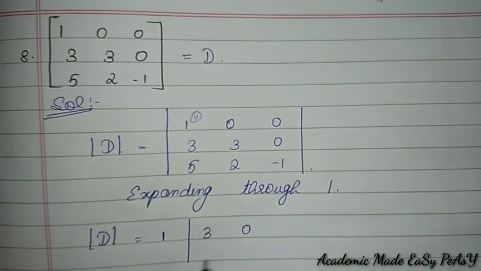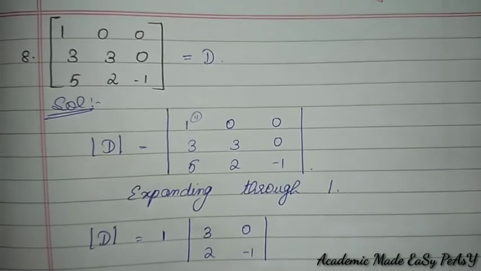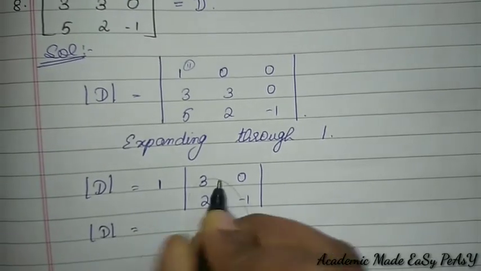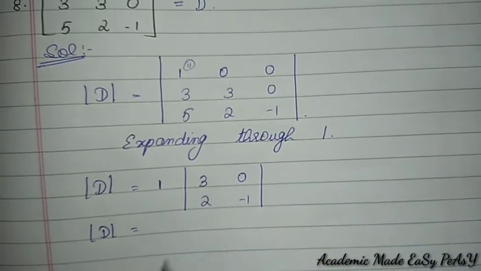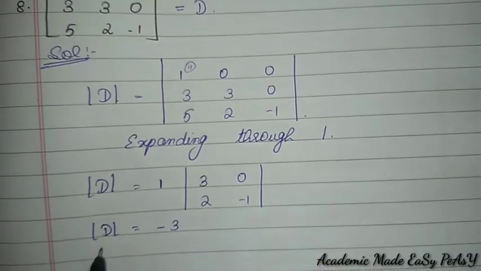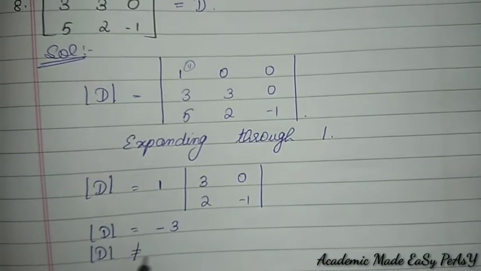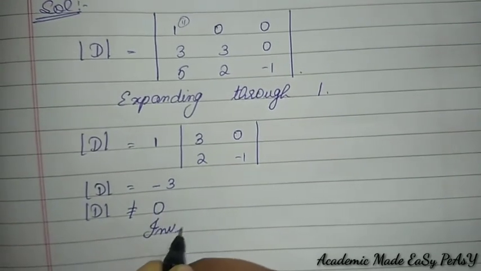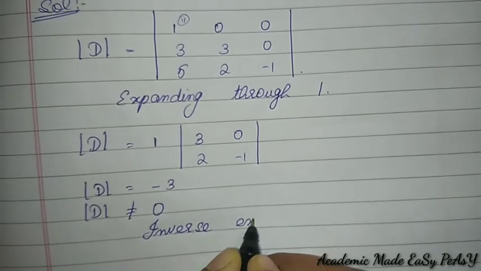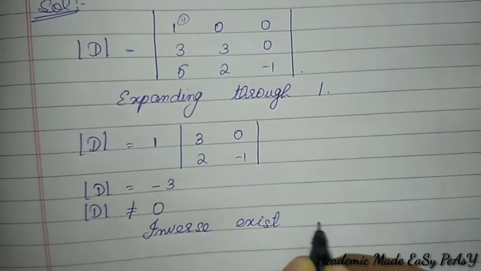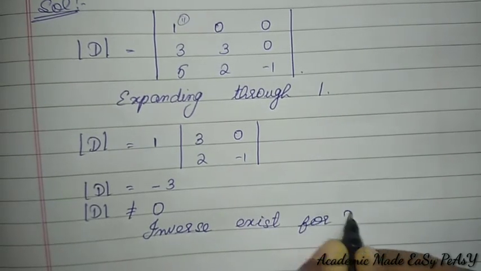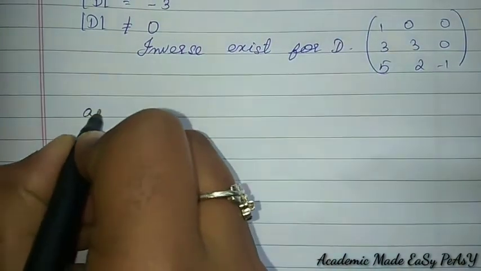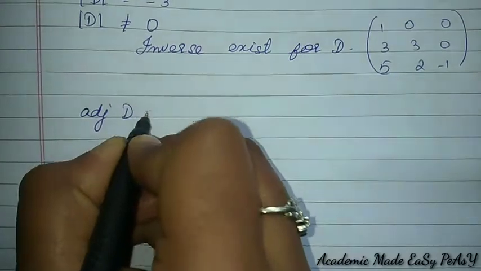So 3, 0, 2, minus 1. So my determinant D is equal to minus 3 minus 0, it is minus 3 only. So since determinant D is not equal to 0, I will say that inverse exists for the matrix D. So now let's find the adjoint of D.